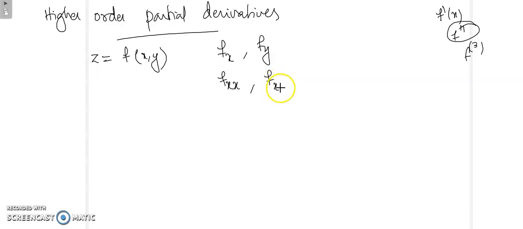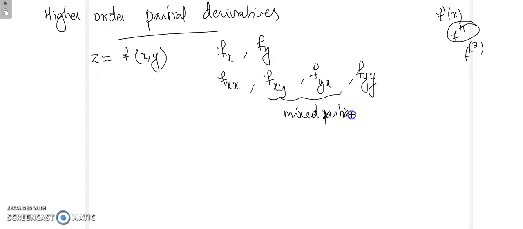Then fxy. fxy എന്ന് പറയുമ്പോൾ ആദ്യം x വെച്ച് പിന്നെ y വെച്ച്, then fyx ആദ്യം y വെച്ച് പിന്നെ x വെച്ച്, then fyy. So differentiating twice with respect to y. So if you are asked to find all the second order partial derivatives, these are all the second order partial derivatives. So these two are called the mixed partial derivatives. Okay.